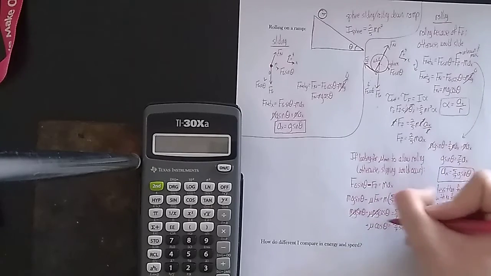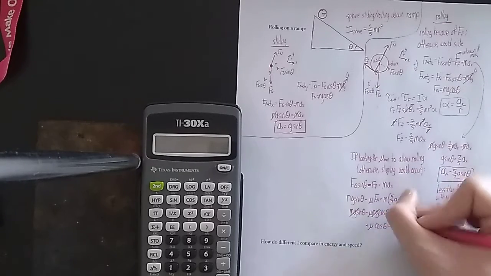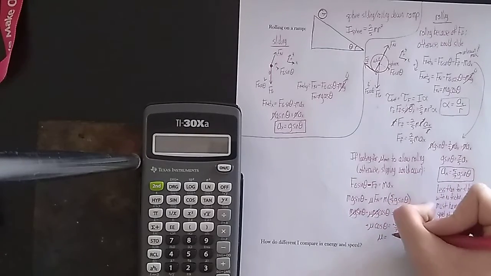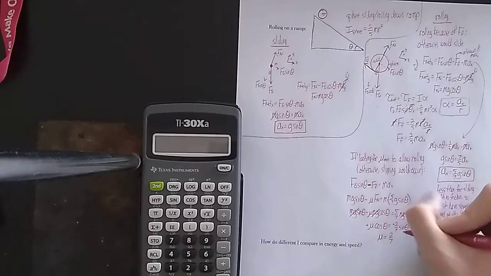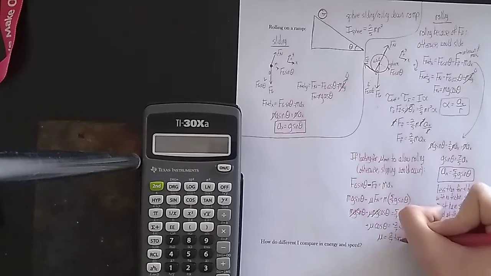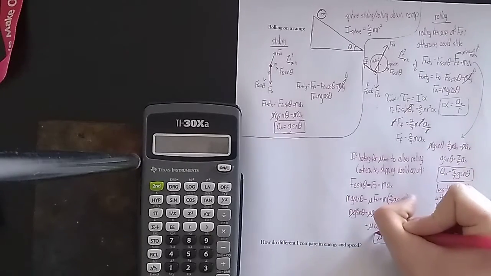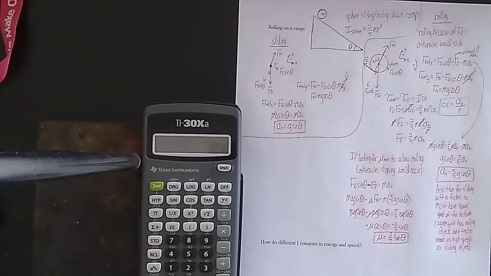I have negatives on both sides. Those cancel out. I divide both sides by cosine. I end up with a minimum coefficient to allow rolling to happen of 2/7 tan theta. That is the minimum coefficient of friction to allow rolling to happen. Anything greater than that, fine. Rolling happens, nothing changes with the acceleration. Anything less than that, and slipping occurs. Now, before I go to the last part, this is a general overview of rolling.